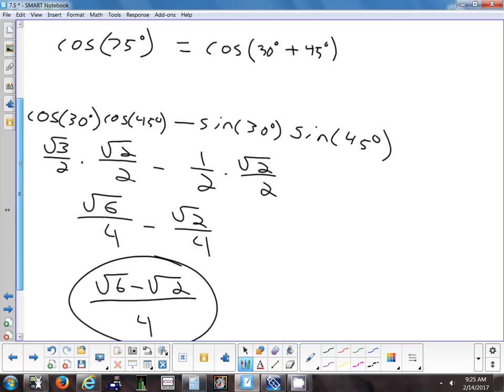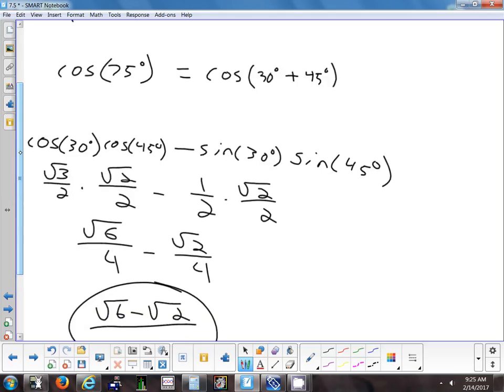Now, can anybody think of how you could write cosine 75? Let's say you didn't remember the sum formula, but you remember the difference. Is there a way you can write 75 as a difference of two numbers? It has to be a 30 and a 45. Ian? 30 minus negative 45.